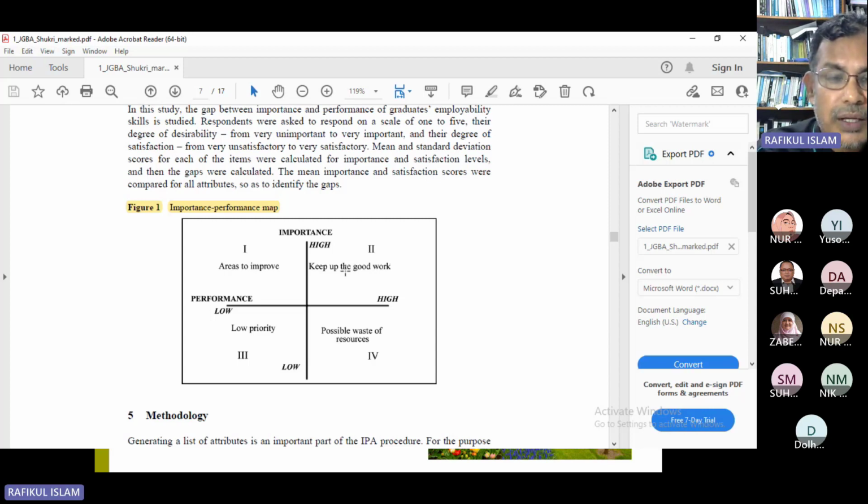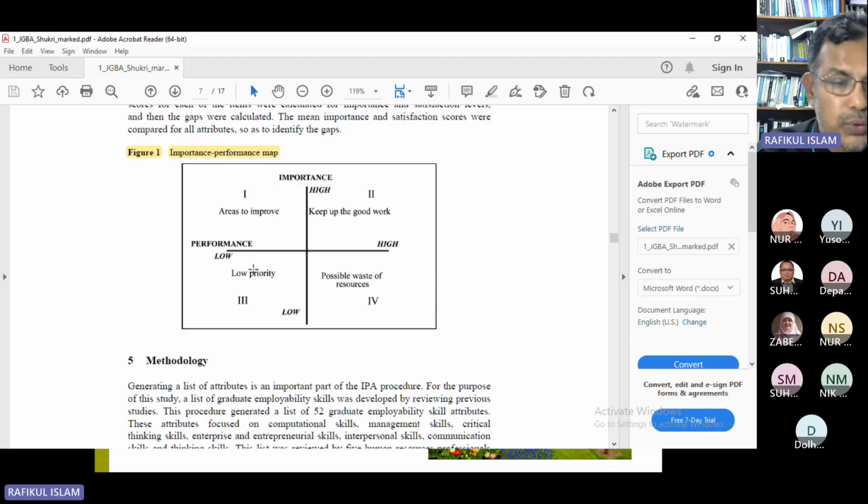But here, keep up the good work means that importance is high, performance is also high. So the keep up the good work. So the management focus should be in this quadrant, the first quadrant in this case, areas to improve.